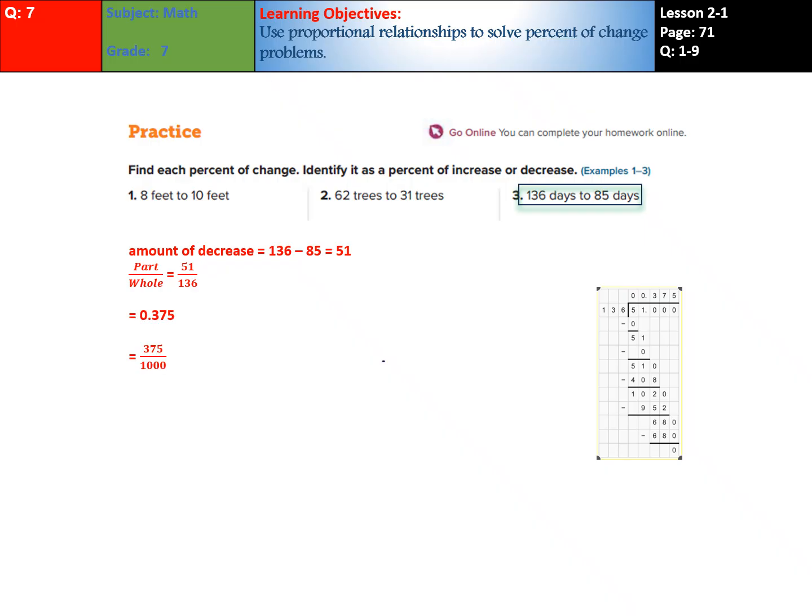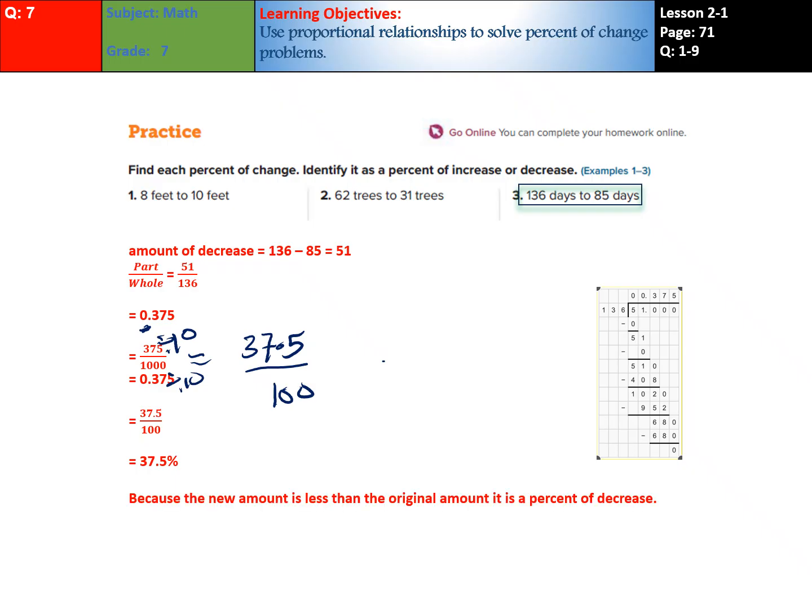After long division, it will be 0.375. We can remove the decimal point and write it as 375 over 1000. Or you can write it as 37.5 over 100. Why? Because we want the denominator to be 100, not 1000. For that, you should divide the numerator by 10 and the denominator by 10. 1000 divided by 10 will make it 100, right? So it is 37.5 over 100, which makes it 37.5%.